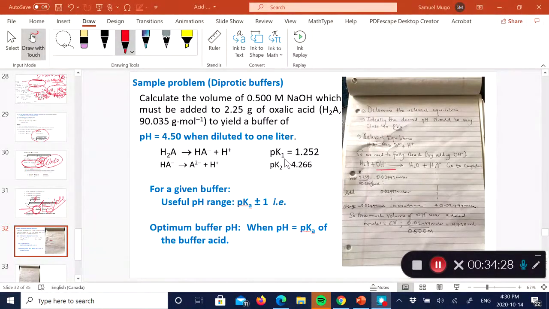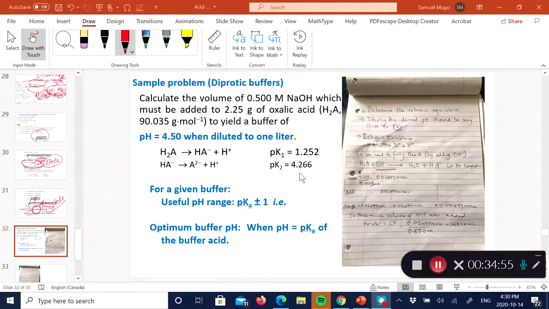Okay. So it's very important to determine which is the relevant equilibria, because remember there are two equilibria, because an oxalic acid can undergo the first hydrolysis to give you the HA minus, and then it undergoes hydrolysis further of this amphiprotic species, to give you that fully deprotonated base with a pKa2 of 4.3.